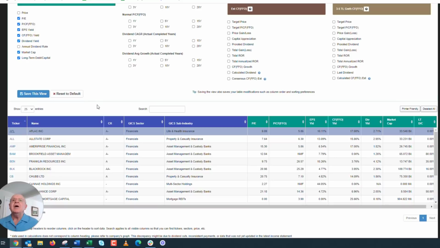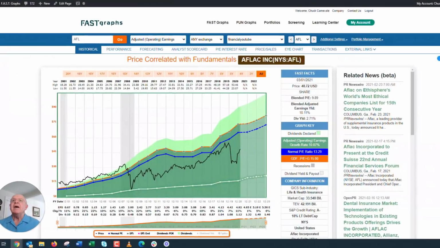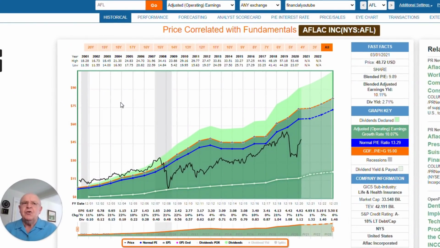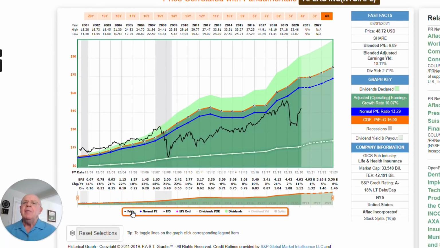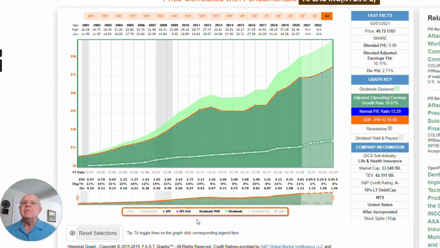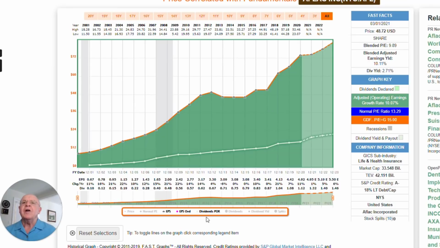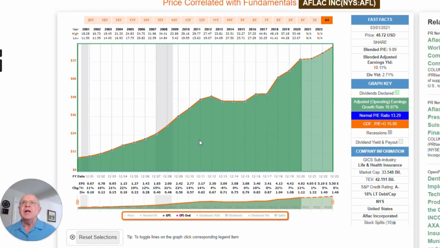Let's take a look at the first company, the life and health insurance company, Aflac here. And for those of you who are new to our channel and new to FastGraphs, I'll give you a quick introductory course, and I'm going to do it by taking the graph apart. I'm going to take some of these components on the graph apart here, and I'm going to start by only looking at the company's adjusted operating earnings.